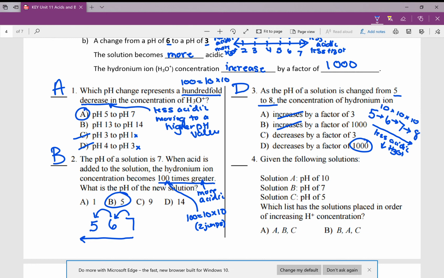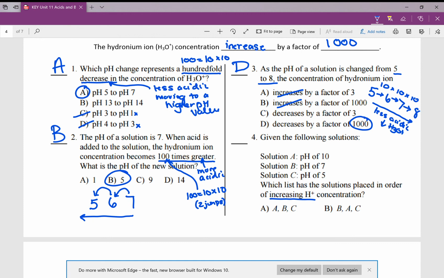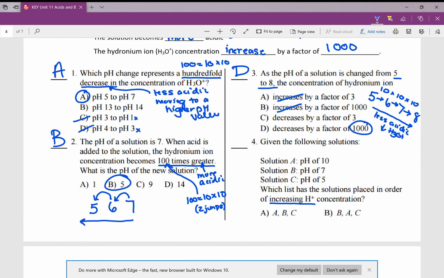And then the last question here says, which of these solutions place in order of increasing hydrogen ion concentration? So this means I want it to become more acidic. It looks like the option might not even be there at the bottom, but there it is. If I was trying to increase the hydrogen ion concentration, you would have 10 be the least acidic, or the least amount of H+, followed by 7, followed by 5. So that would be solution A, B, and C. So that would be choice A there.